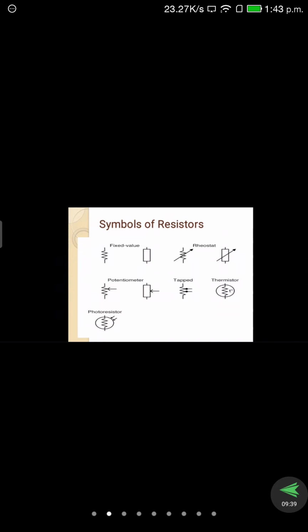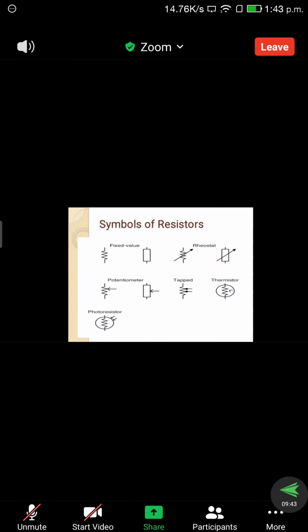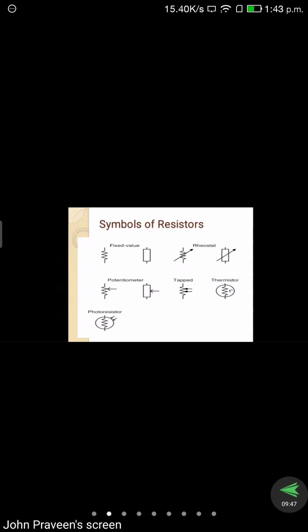Next, the photoresistor, or LDR, light dependent resistor. These work with respect to light. When light falls on it, the resistance value decreases or increases depending upon the application. So these are the major symbols we use for resistors.